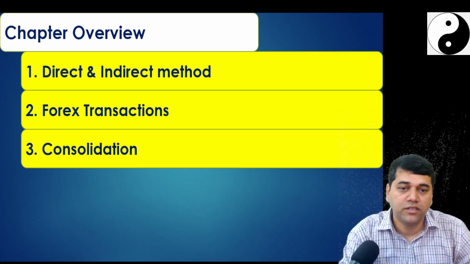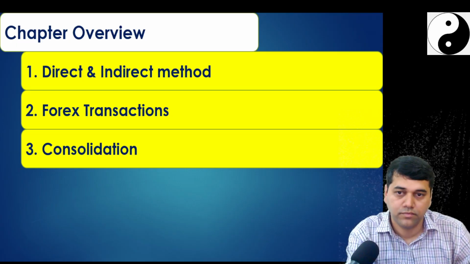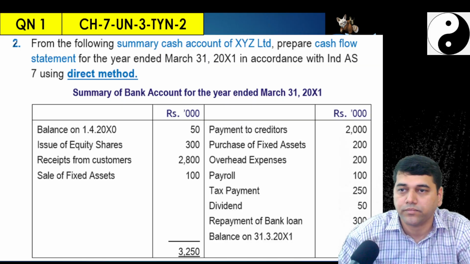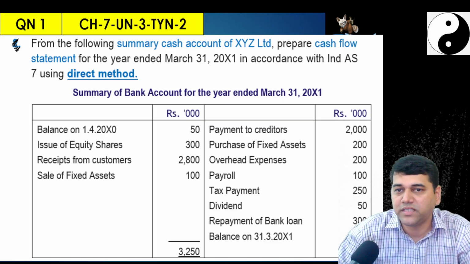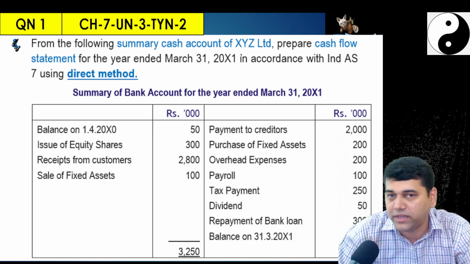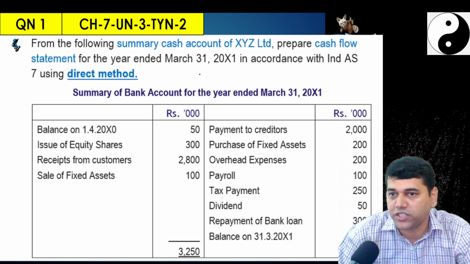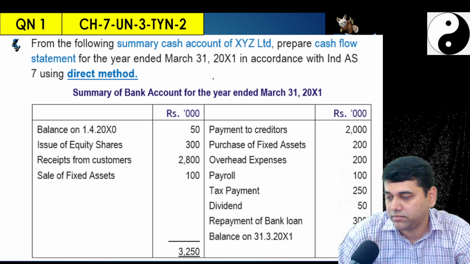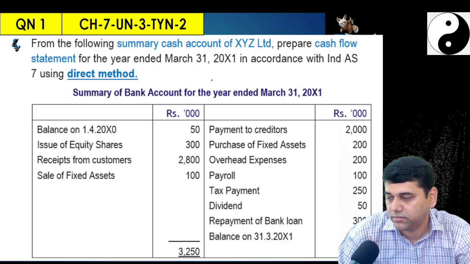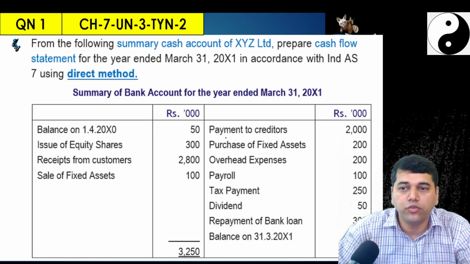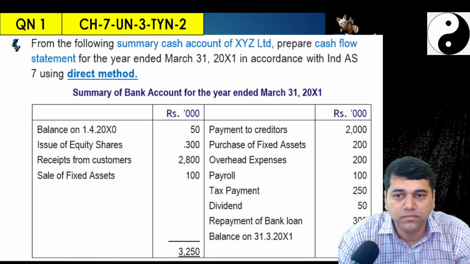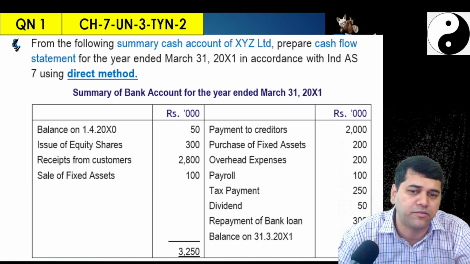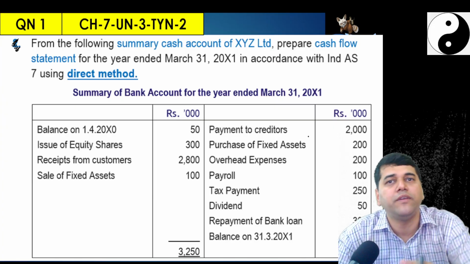Yes, so we'll start with the first question. Question number 1. From the following summary cash account of XYZ, prepare a cash flow statement using the direct method. Now they have given you the opening balance, equity share issue, receipts. Okay, only the cash account they have given you. PP, payroll, tax refund, and which item should go where we have already discussed in detail.